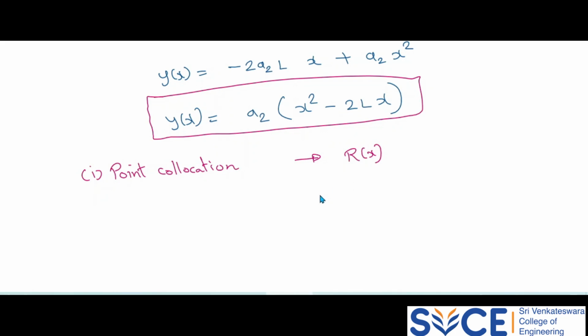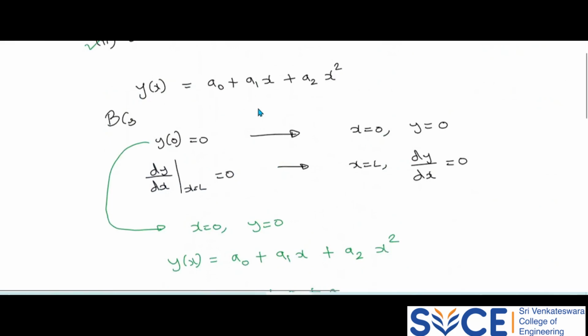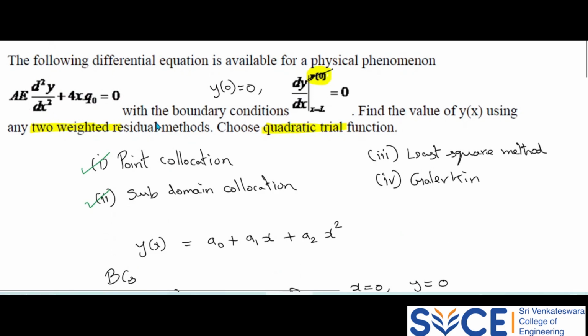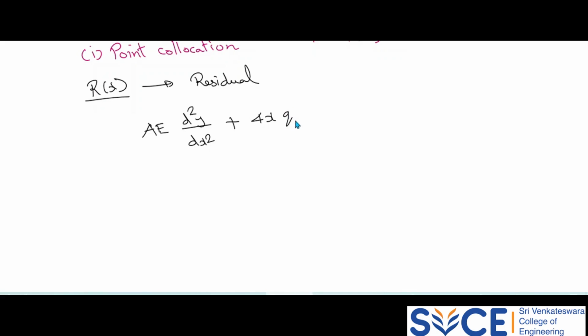How to identify this r of x? To find r of x, we have to substitute this equation in our regular equation. What is my regular equation? My regular equation is AE d square y by dx square plus 4x q naught is equal to 0. In the equation you have to substitute it. Let us identify what our r of x is. R of x is nothing but the residual. AE d square y by dx square plus 4x q naught is equal to 0.